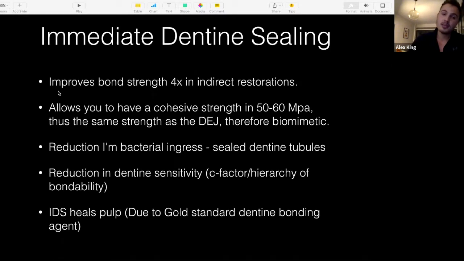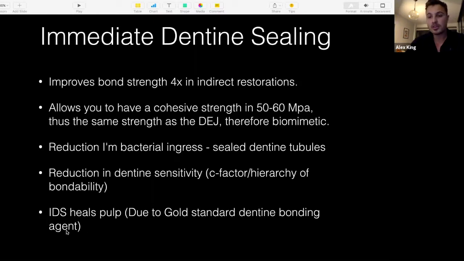So like I said, immediate dentine seal allows you to have a cohesive strength in the 50 to 60 megapascal range. And this mimics the DEJ. So the strength it takes to pull the actual molecules in the DEJ apart is 50 to 60 megapascals. So therefore, if we're mimicking this strength, the restoration in itself is biomimetic. Sealing the dentine tubules will obviously reduce the ingress of bacteria. You're using a dentine bonding agent that's gold standard. Like I said, no gap formation, no marginal leakage, no sensitivity due to C factor.